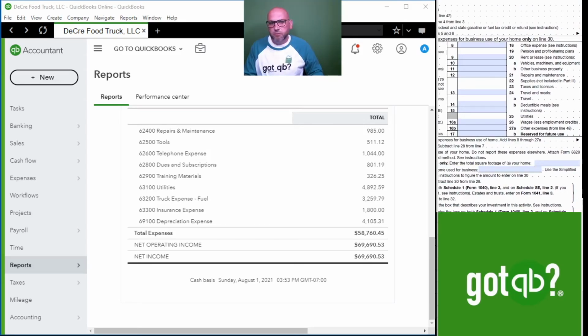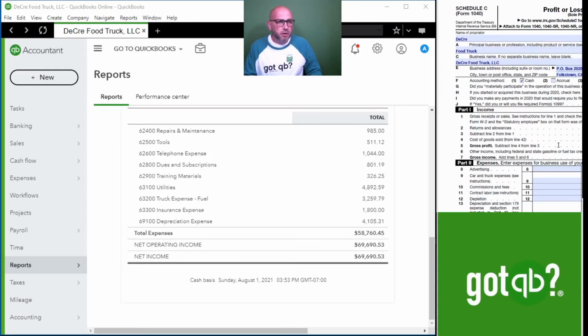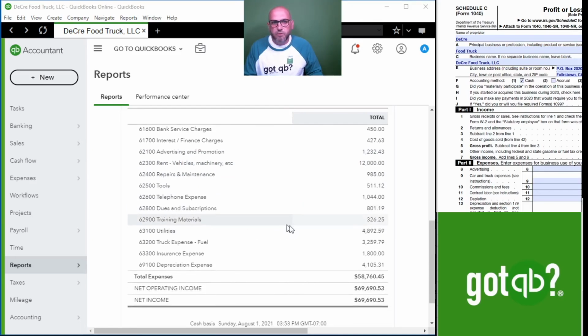And we would be able to file our tax returns because, again, a single member LLC, which is DeCre Food Truck, is a disregarded entity and doesn't have to file federal tax returns. It can stay on the Schedule C of the owner. So here it is, right? We now have reports that we can send to our CPA or our tax preparer to prepare our taxes and file them. And we're good to go.